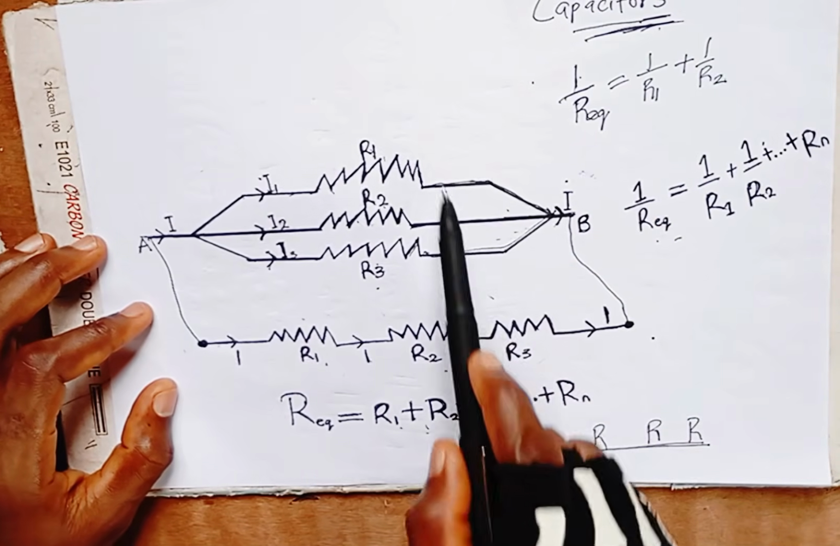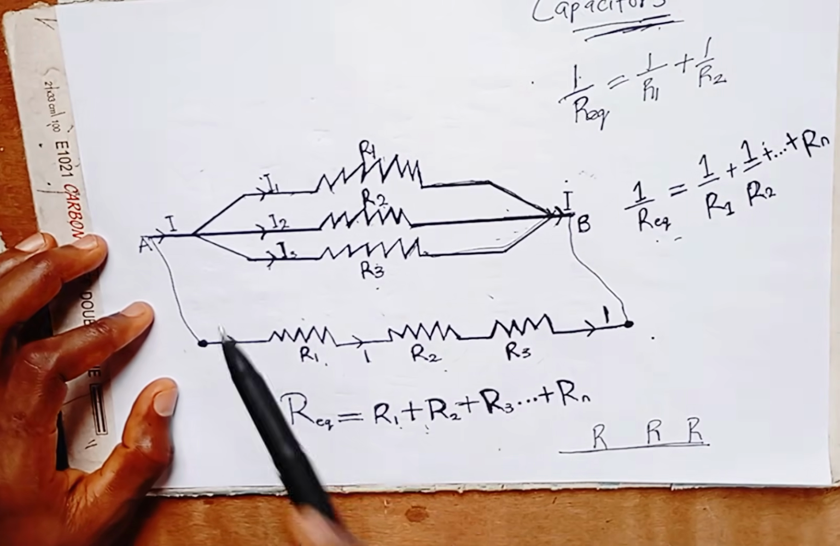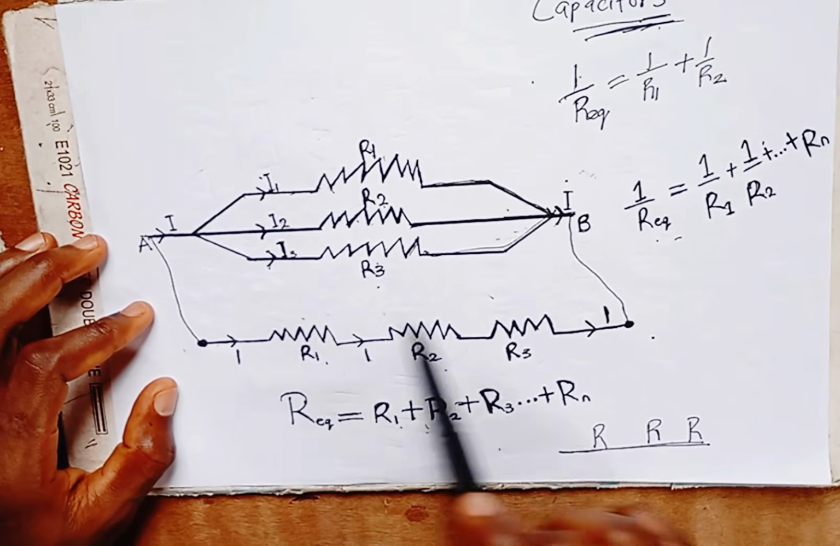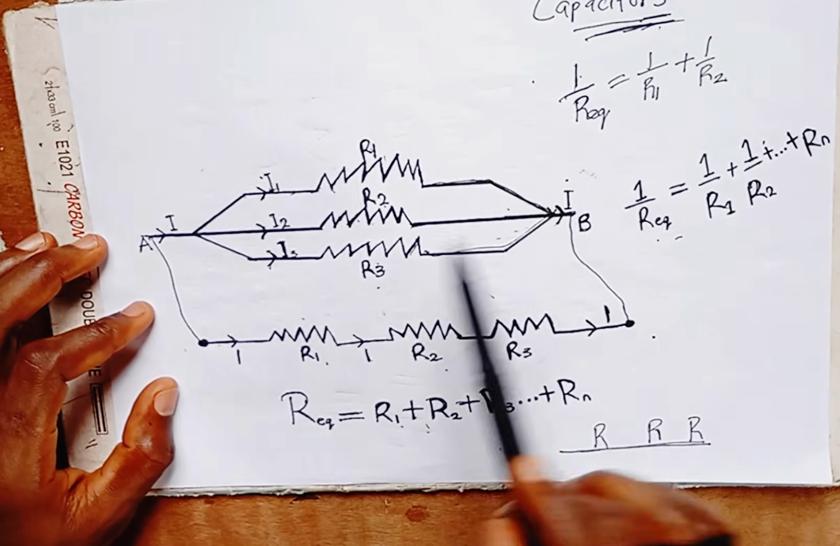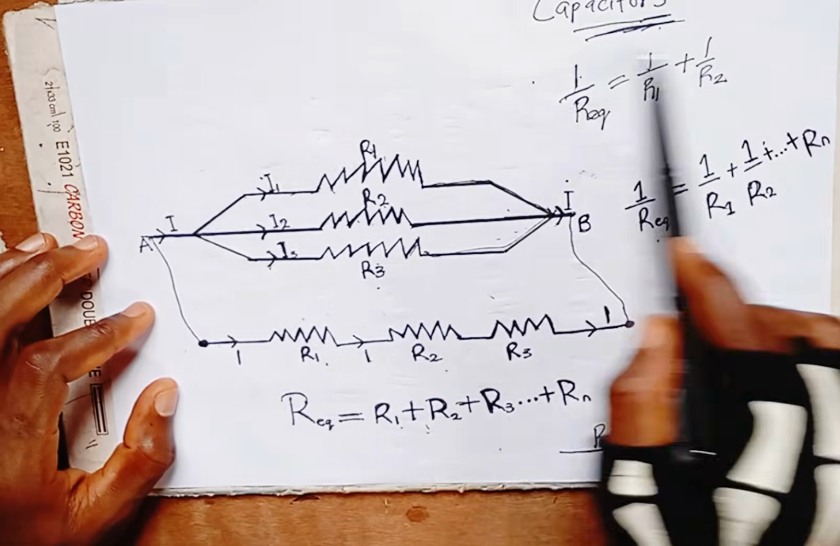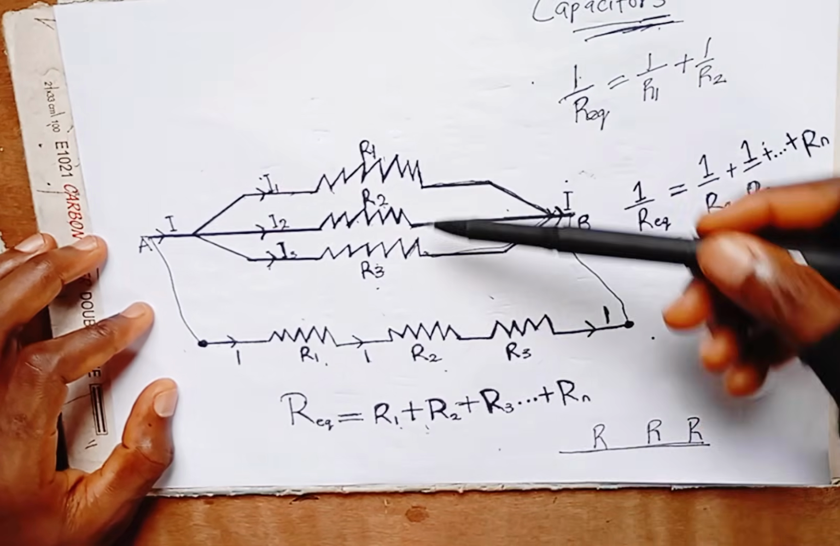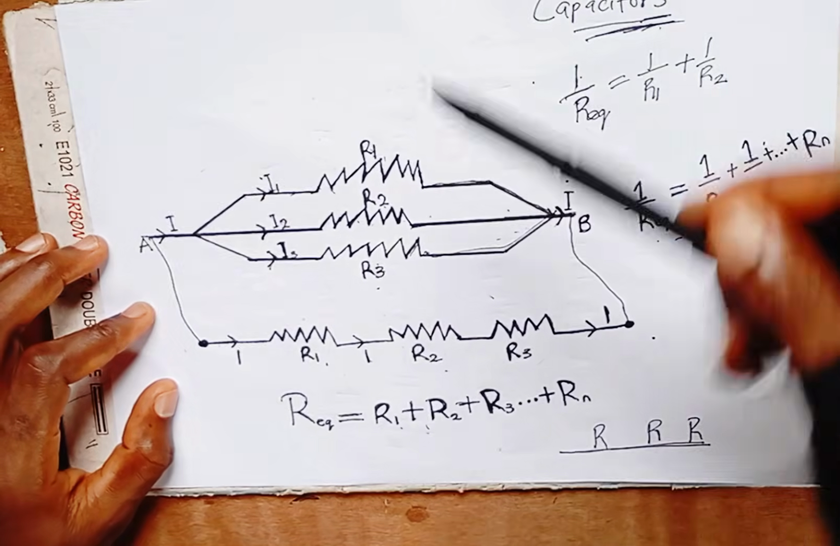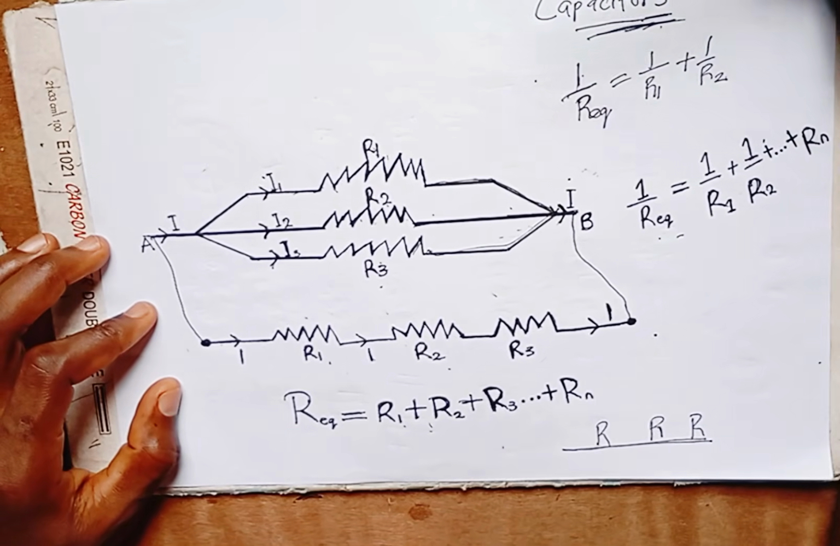What you have to do first of all is to calculate the total internal resistance. You calculate the resistance in series separately, then you calculate the resistance in parallel separately, following the formula. After that, you add both of them together to get the total internal resistance.